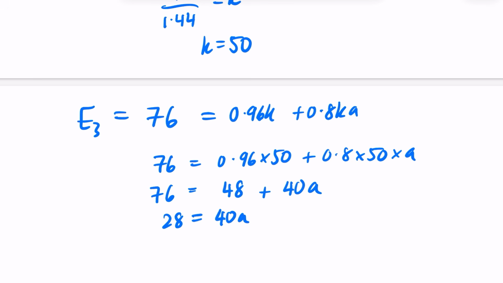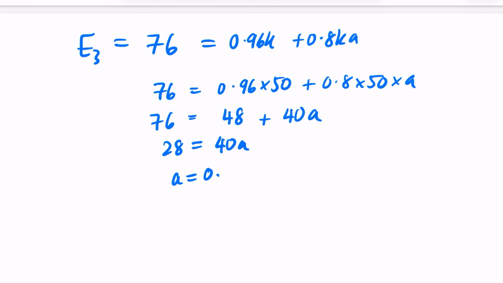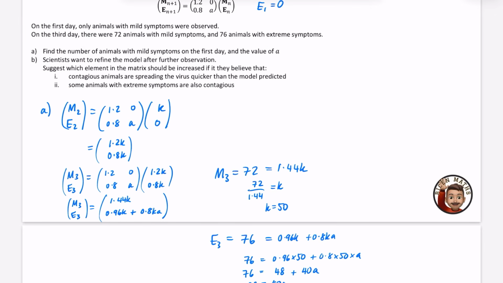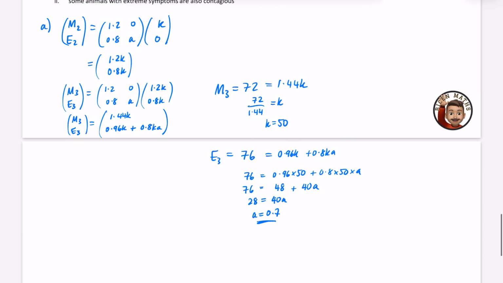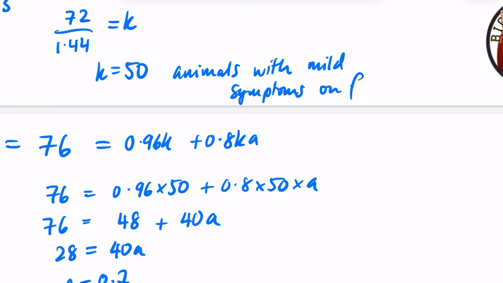And I'll do 28 divided by 40. And I get 28 divided by 40, that's 0.7. So A is equal to 0.7. Let's check we've answered the question. It said find the number of animals with mild symptoms on the first day and the value of A. So I will say here there are 50 animals with mild symptoms on the first day.